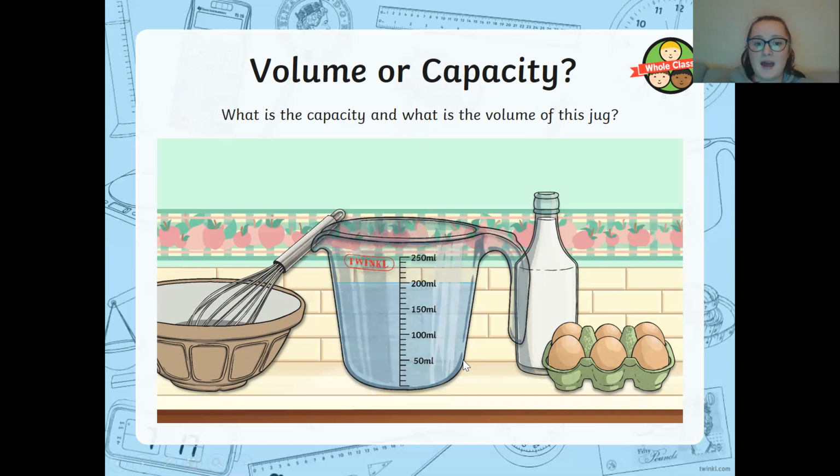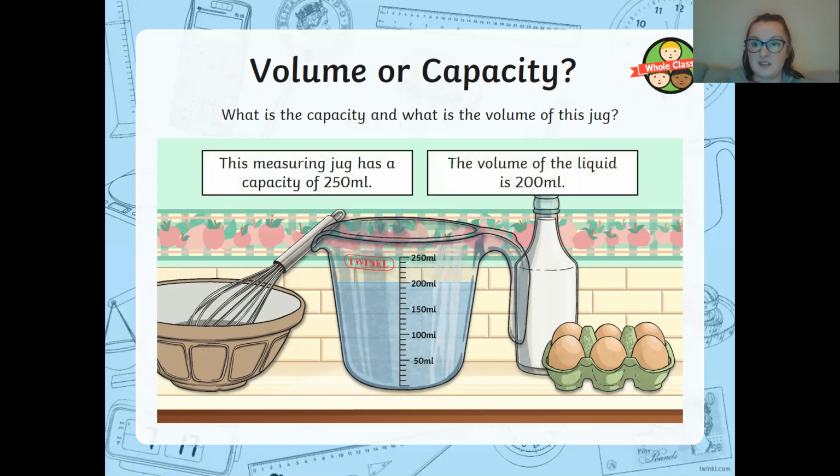So it says, what is the capacity and what is the volume of this jug? Let's look at the capacity first, how much it can actually hold. If you look up the scale here, how much can it hold at the top? It can hold 250 milliliters. But what is the actual volume? How much liquid does it actually have in that container? Have a look at the liquid line. Go across. It has 200 milliliters in. So the volume is 200 milliliters. The capacity is 250 milliliters.